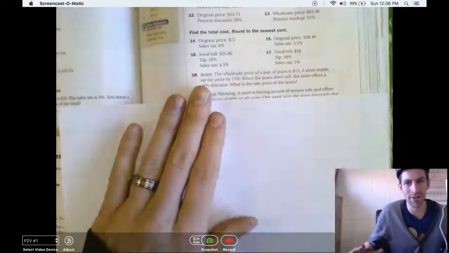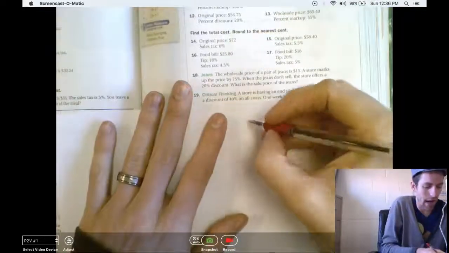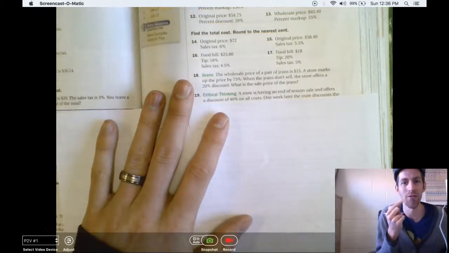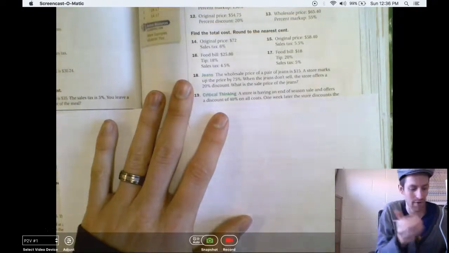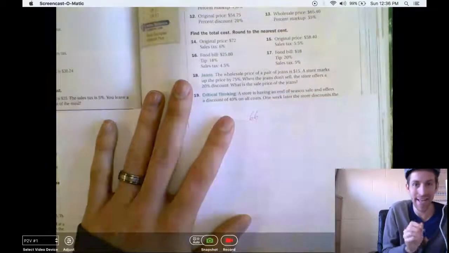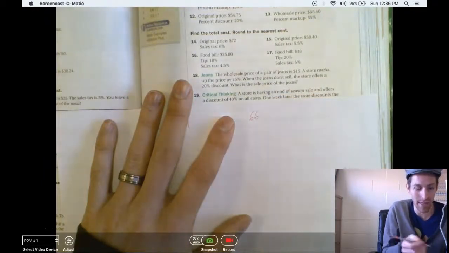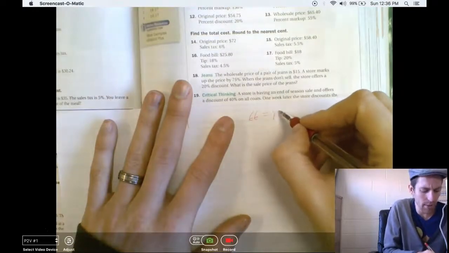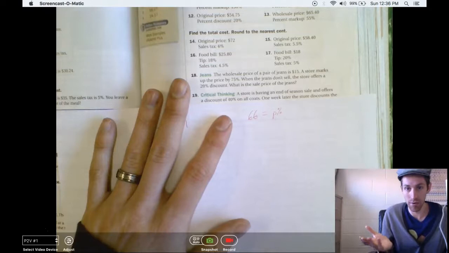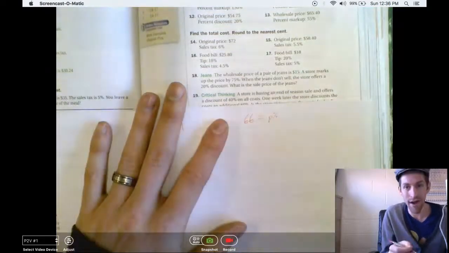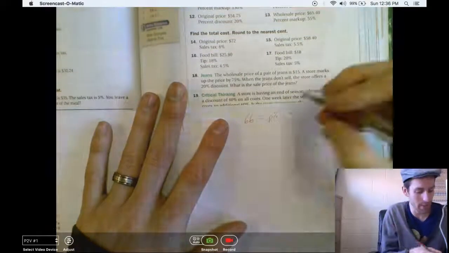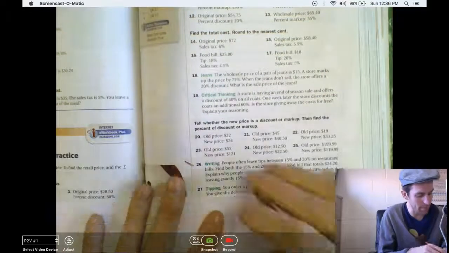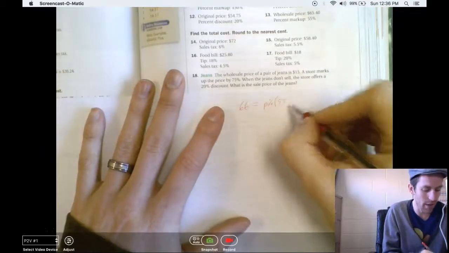Now watch this. Here's a sneak peek at our next lesson. That sentence I just said, 66 is what percent of 55? I can write that out using math symbols. This is kind of fun. 66 is, the symbol in math for is equals. 66 is what percent, P percent, because I don't know what percent it is. What does of mean? Multiplication. So I'm going to do a big parentheses for multiplication. 66 is what percent of 55.